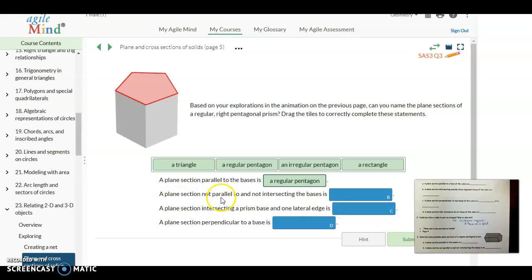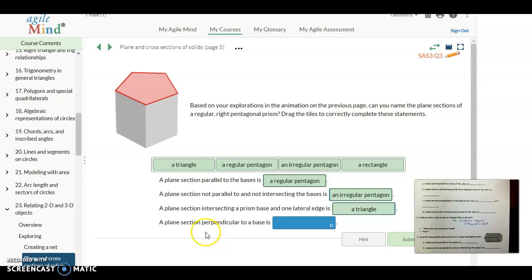If you don't go parallel, but you still don't intersect the bases, you're still intersecting all of the lateral faces, and there's 5 of them. So you're still getting a pentagon, it's just no longer going to be regular, because your sides are going to have different lengths. If you intersect a prism and one edge, so the base of the prism and one edge, not one face, that one edge means you're intersecting 2 of the faces of the lateral shapes there, and then one base. So you're intersecting 3 faces, which creates a triangle.